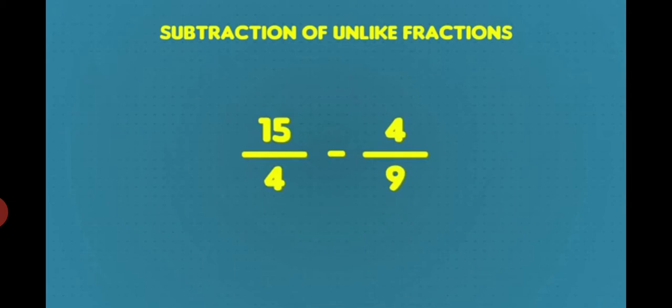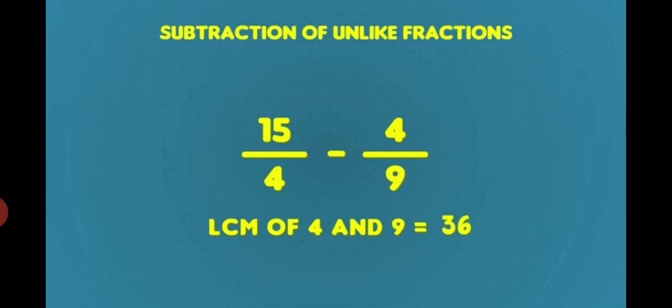Now coming to subtraction. Here two unlike fractions are 15 upon 4 and 4 upon 9. So as usual, we first have to find the LCM of the denominators 4 and 9. The LCM of 4 and 9 is 36.